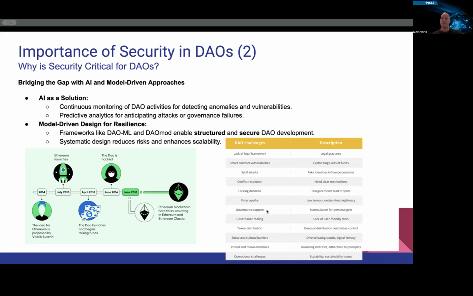Then there can also be governance capture, where somebody with many tokens to stake, and if the incentive mechanisms of the token economy are not well thought through, has so many tokens that they can hijack the governance altogether and create governance capture. It's also very problematic. Then governance tooling: we have a lack of user-friendly tools. Luckily, these days we have DAO systems around that have invested quite a lot into tool development.